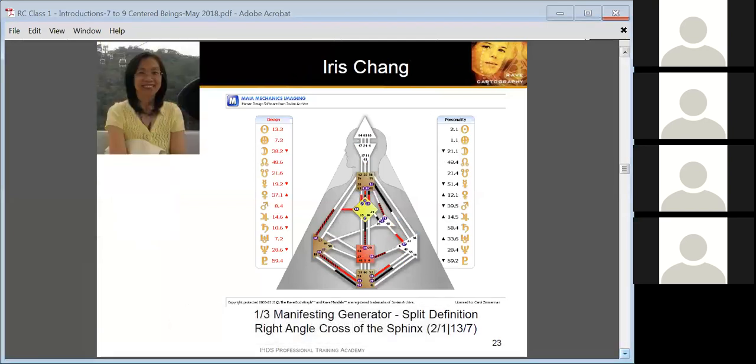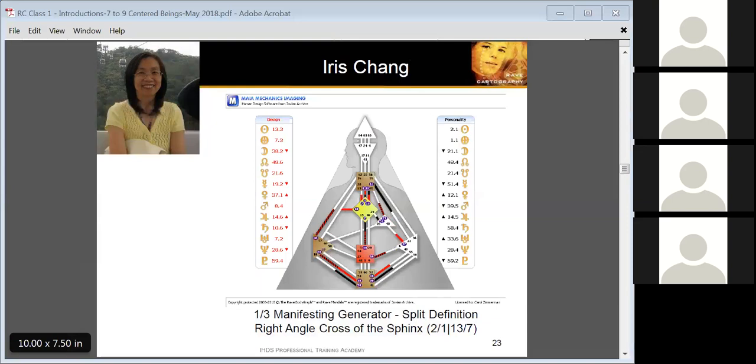So this is Iris's chart, and I'm looking through the list real quick. Ah, there you are, Iris. I'm going to unmute you. There we go. Would you like to say hello? Hello, everyone. I'm Iris. Well, it's nice to meet you, Iris. Where do you live? I come from Taiwan, Taipei, but I live in China now, near Shanghai.